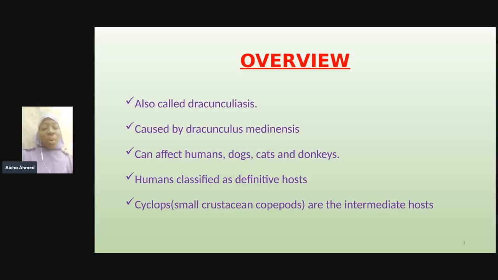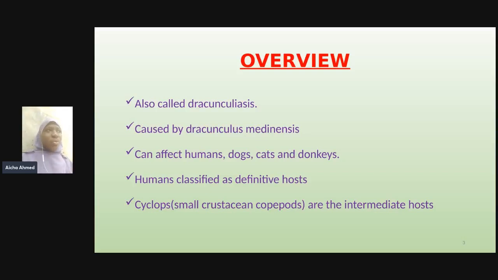In the copepods, the larvae gets to its infective stage, and then when it is taken up by the animal or the human, and gets into its actual definitive host, it grows and forms the worm. Then it causes the infection and comes out in the skin, forms the lesions and then the blisters, and causes pain.